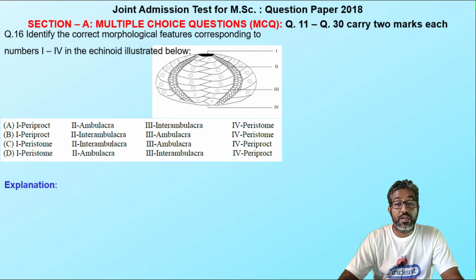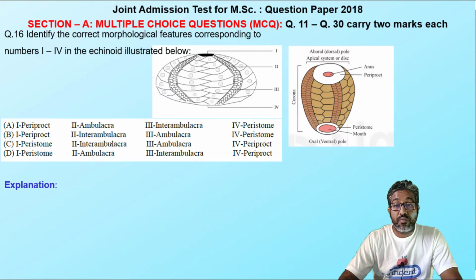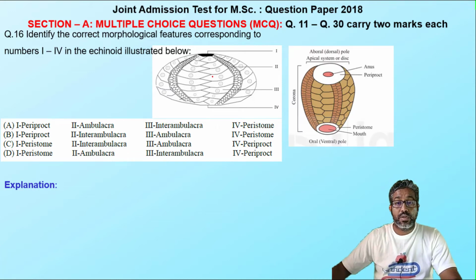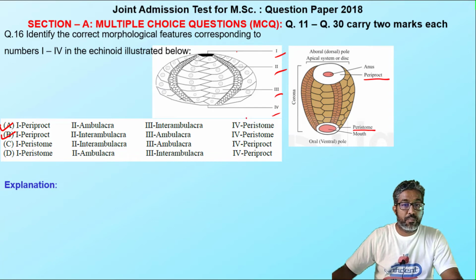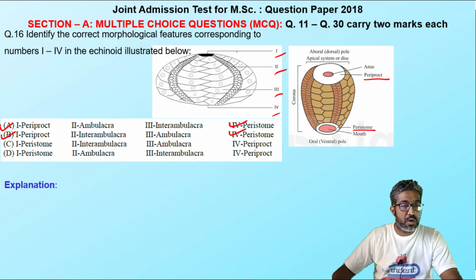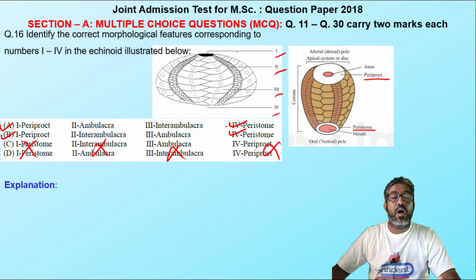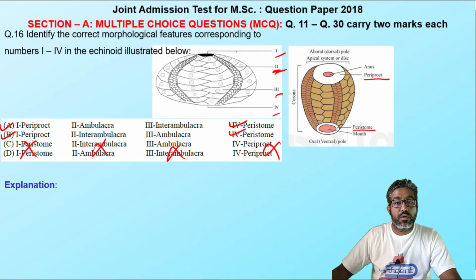This is related to your paleontology, and here we have to compare this figure with another figure. We have four parts: 1, 2, 3, and 4. The top and bottom are represented as periproct and peristome. So my option A is A and B. This should be periproct, and this is peristome. So this is excluded. Now I have to think about the numbering 2 and 3. You know that these grooves are known as ambulacra, and the gap in between is known as interambulacra. So my second one is this, and the third one is that one. So my option is A.